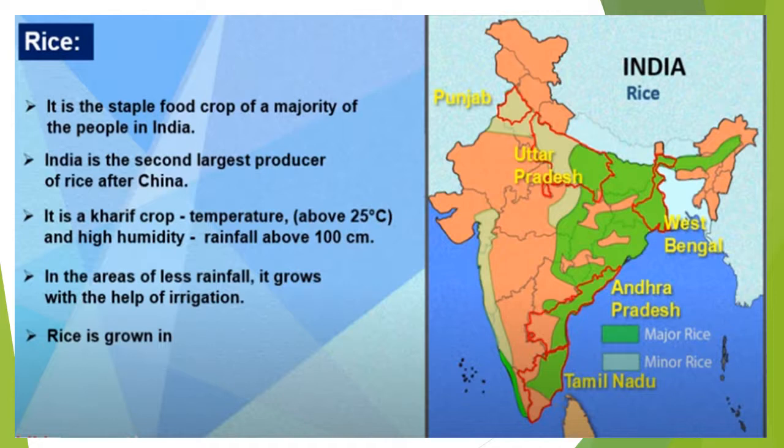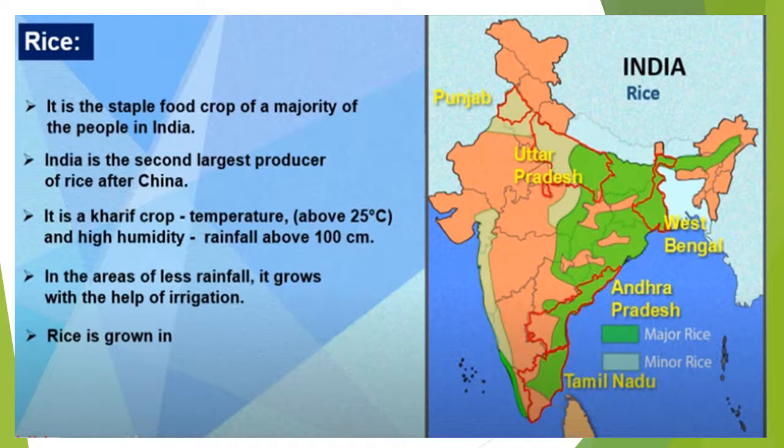First, let us know about rice, children. You know that rice is a major staple crop of the majority of people in India. The majority population in India eat rice as a staple food crop. And our country is the second largest producer of rice, next after China. It means China is the largest producer of rice and then India comes second.